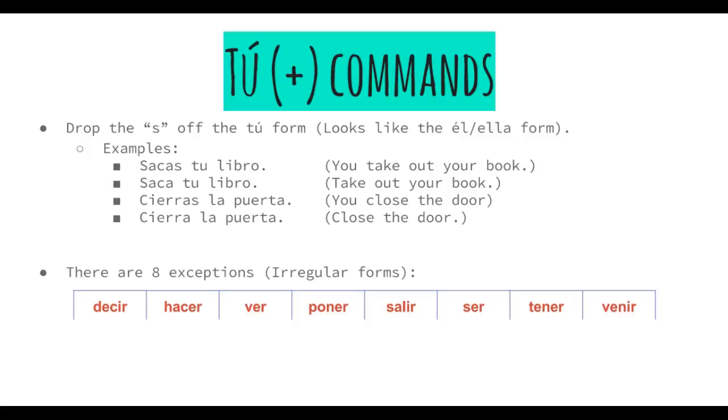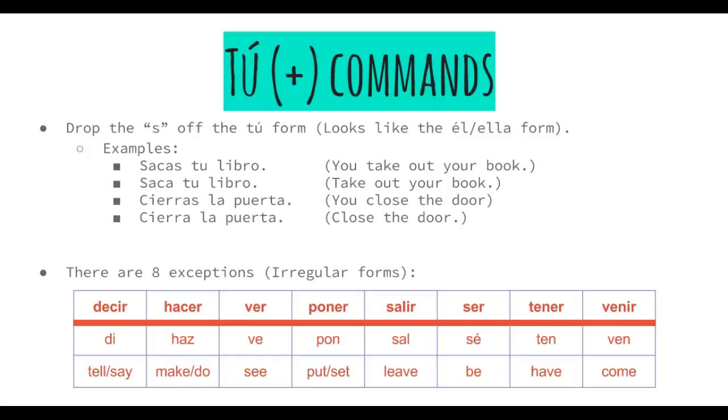Here are how you would say these verbs in the command form. If you want to tell someone to say or tell something, you would say di. If you want to tell them to make or do something, haz. If you want to tell them to go, ve. Pon would be telling someone to put or set or place. Sal is telling someone to leave. Sé is telling them to be when you're referring to a more permanent condition, like using the verb ser. Ten would be telling someone to have something, and ven would be telling someone to come.